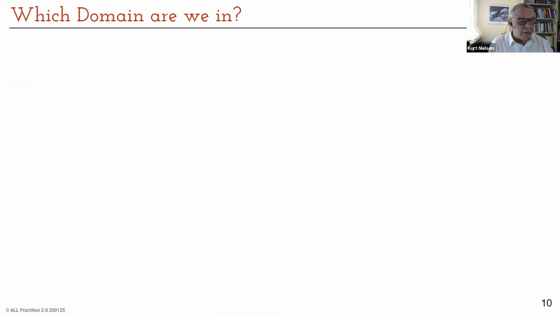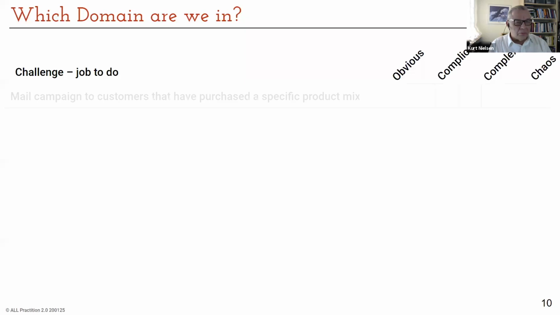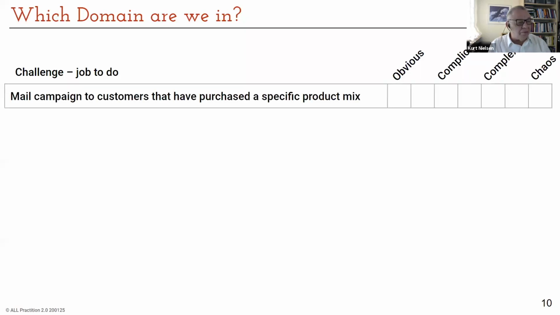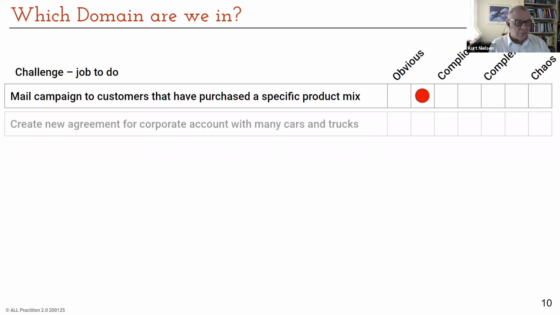Which domain are we in? So we have different things. During our training, we've used different ways of, and here's an example. We ask people, so what do you think this is? Mail campaign to customers that have purchased a specific product, and people have voted for, well, it's in between obvious and complicated. And that's one way of doing it.